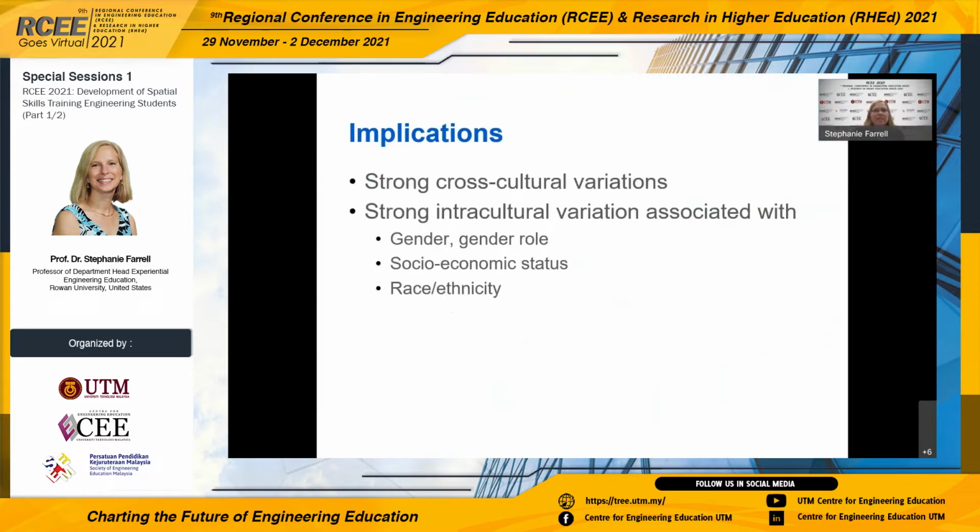So the implications are that, since the development of spatial skills depends so much on the activities that children do when they're growing up and young adults, it turns out that there are very strong cross-cultural variations and strong intercultural variation associated with gender roles, socioeconomic status, race, ethnicity, and probably a variety of other groups or factors.